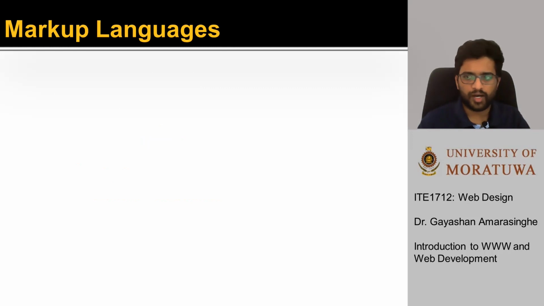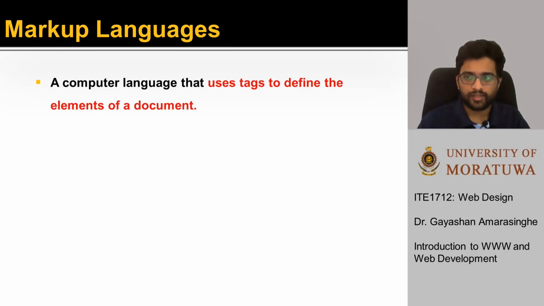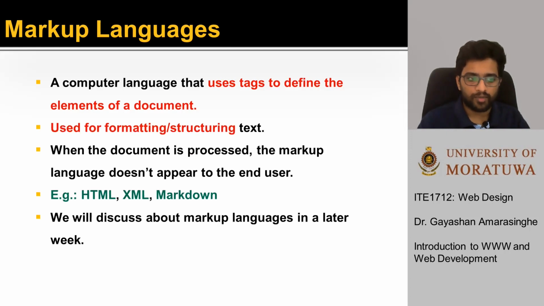So we have talked about these markup languages multiple times, so let's briefly talk about them here. Markup languages use tags to define the elements of a document, which can be used for formatting and structuring text. Some examples of these markup languages are HTML, XML, or Markdown. HTML, or hypertext markup language, is used for structuring your web page, which is a collection of text. We will talk about this in detail in a later lecture.